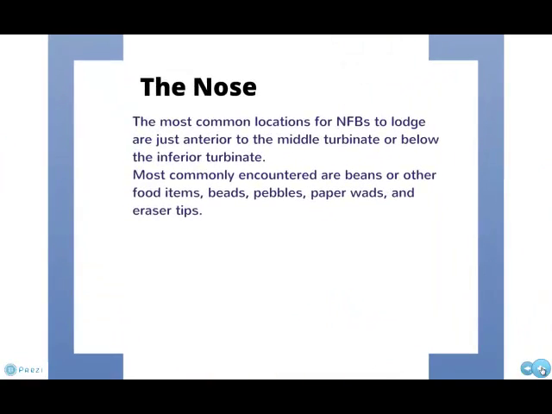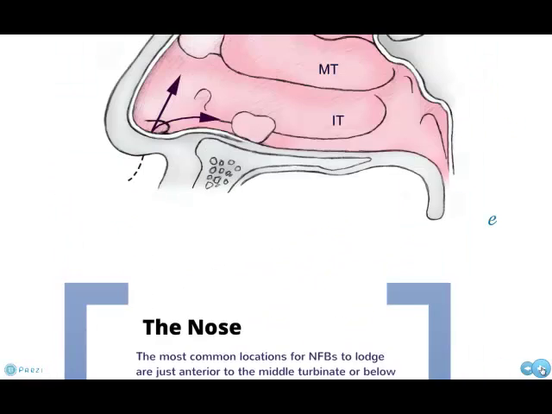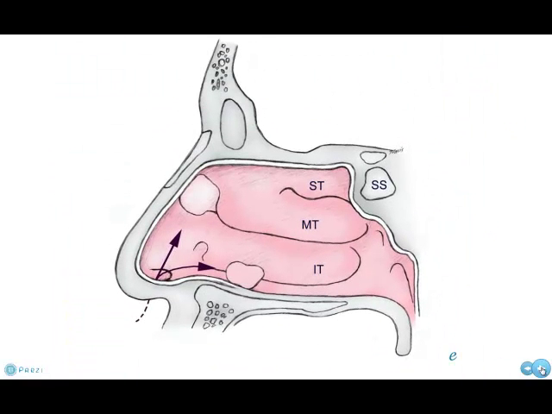So let's start off with the nose. The most common locations for foreign bodies in the nose are lodged in the anterior to the middle turbinates, or just below the inferior turbinates. Most commonly encountered are beans, other food items, beads, pebbles, paper wads, and eraser tips. Here's a diagram showing the anterior and middle locations of the turbinates, the most common locations for foreign objects in the nasal cavity.